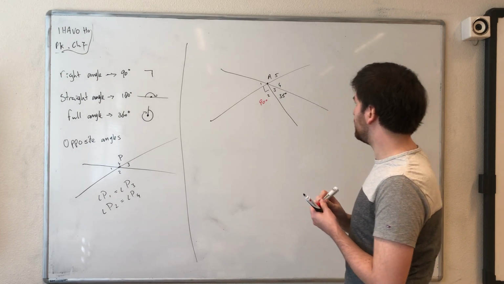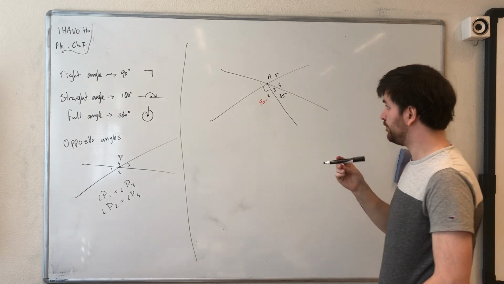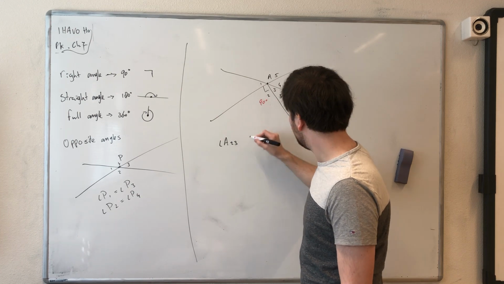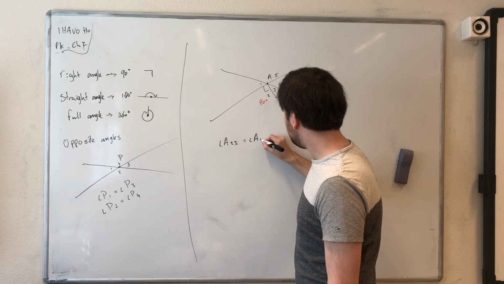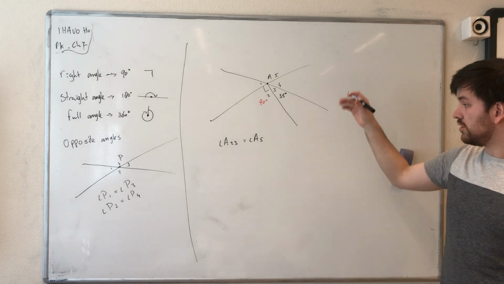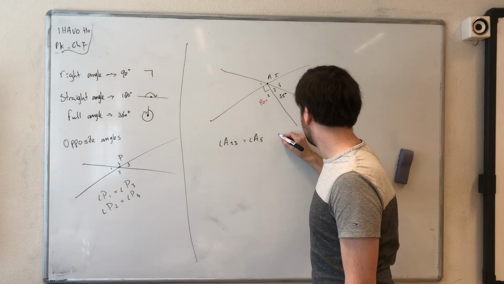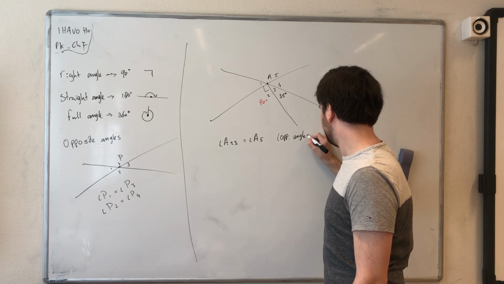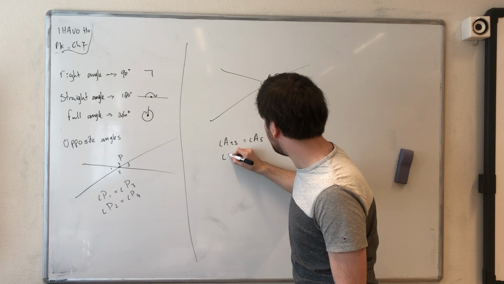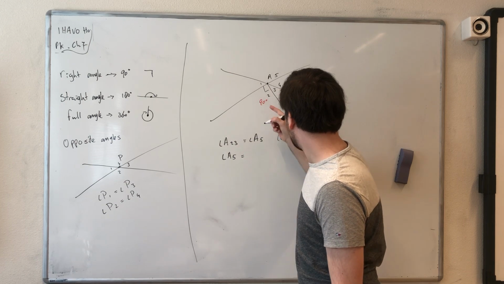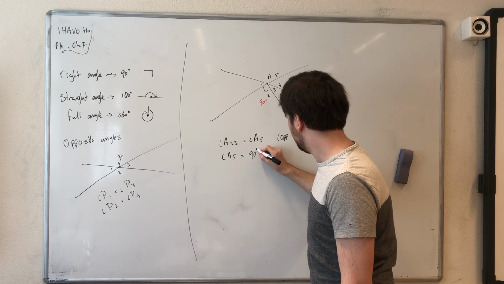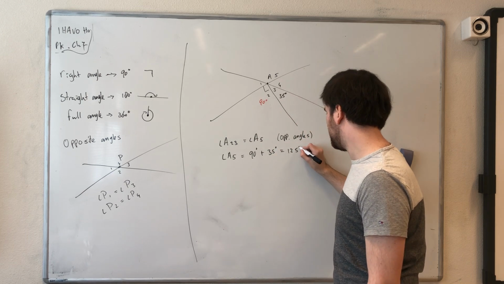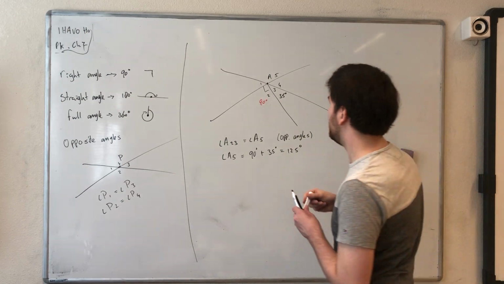So how do we calculate, for example, A5? We know that A2 and A3 together, and A5 should be equal. Why? Because those are opposite angles. So we can calculate A5 by adding up these two angles, which is 125 degrees. So let's write that down.